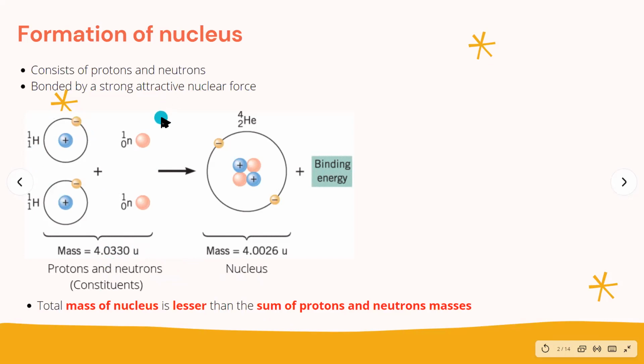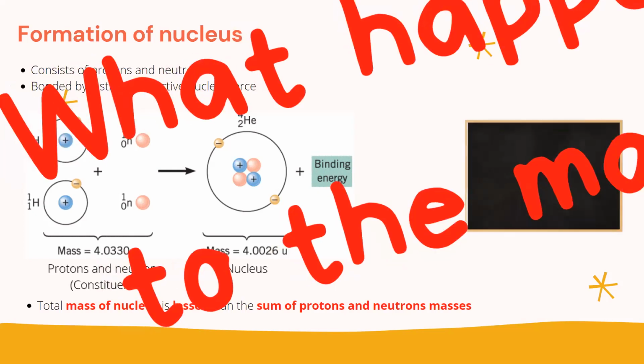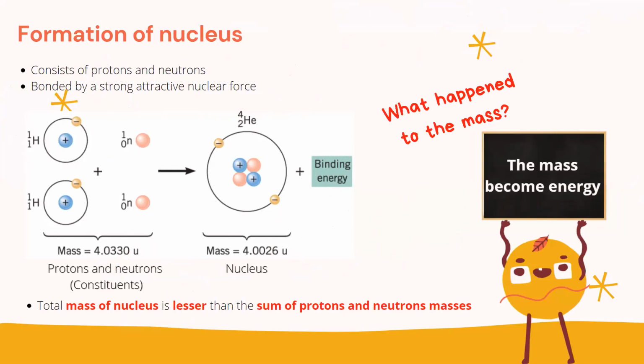In simple words, let's say the mass of a proton is 1 kg and the mass of a neutron is 1 kg also. When we combine them, supposedly we get 2 kg. However, when we measure the mass of the nucleus, we get 1.9 kg. So about 0.1 kg is missing. I'll explain this with a simpler concept. So what happened to the sum of the mass? The mass becomes energy and is radiated to the surroundings.